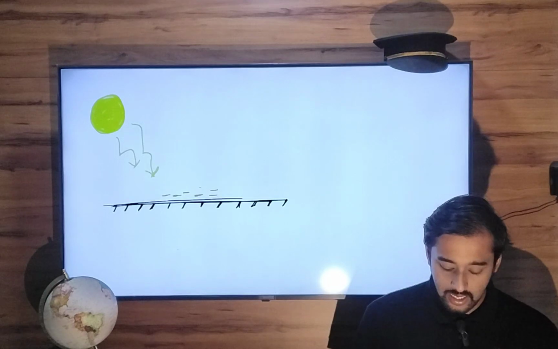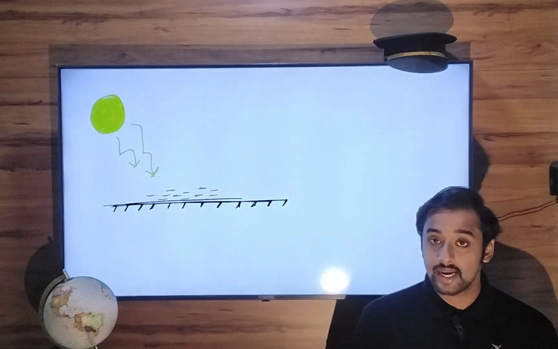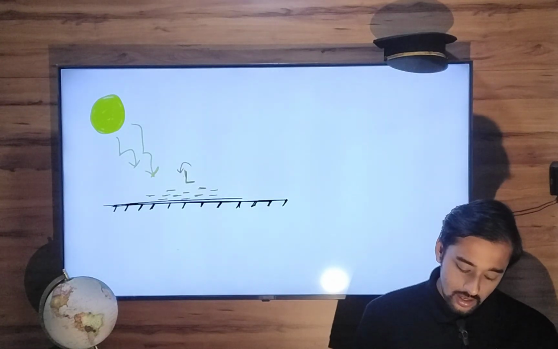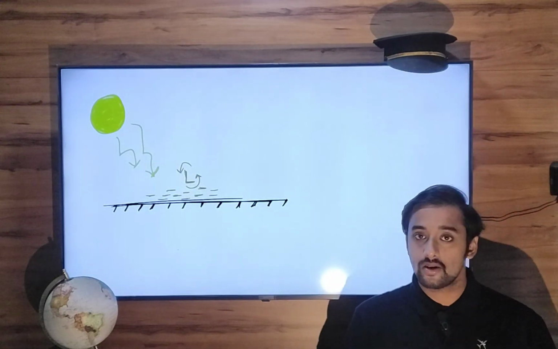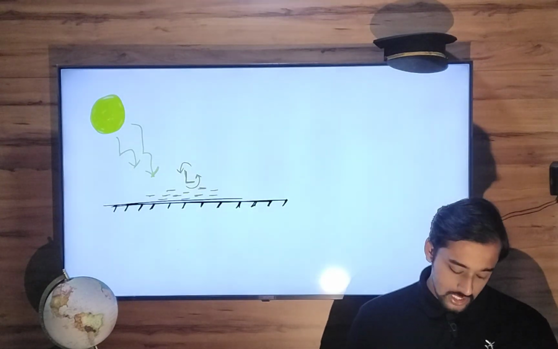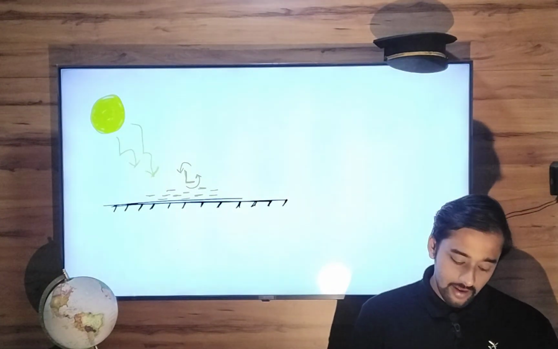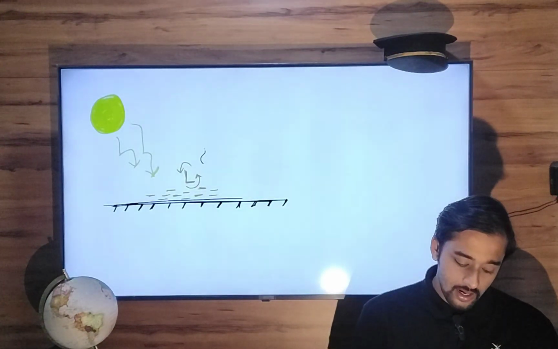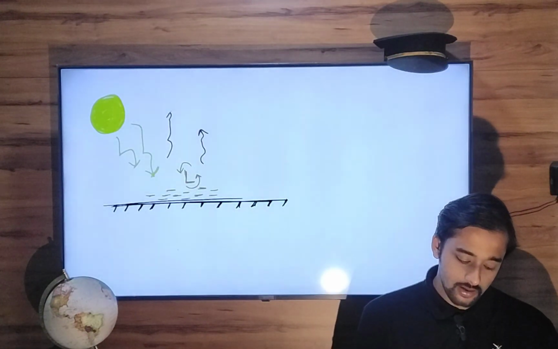This land will get heated up during daytime, and as a result a low pressure will be created over it. What is the outcome of that low pressure? The low pressure will result in convective currents in the atmosphere.